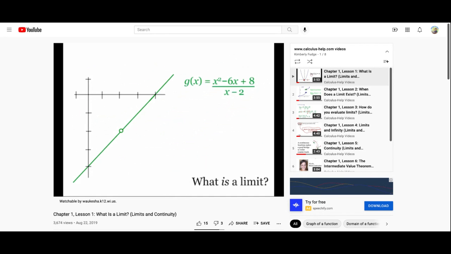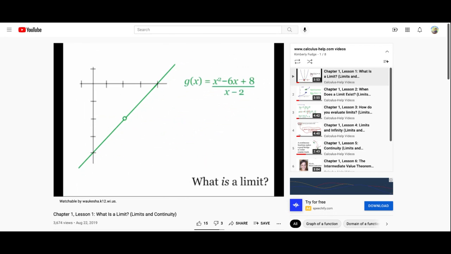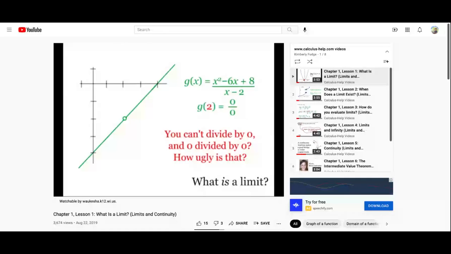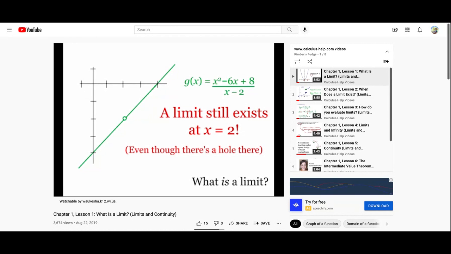It looks like a plain old line. Or does it? If we zoom in, you'll see that it has a hole in it at the coordinates 2, negative 2. The hole exists because plugging x equals 2 into the function results in 0 divided by 0. And we know that dividing by 0 is a very bad idea. It breaks mathematical laws that we really can't even get into here. However, though this graph has a hole in it, it still possesses a limit when x equals 2.